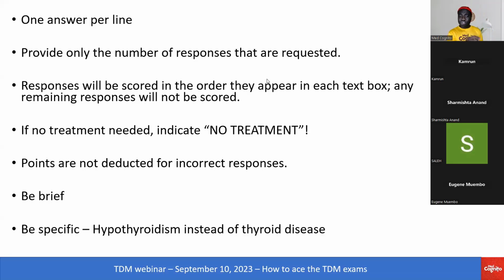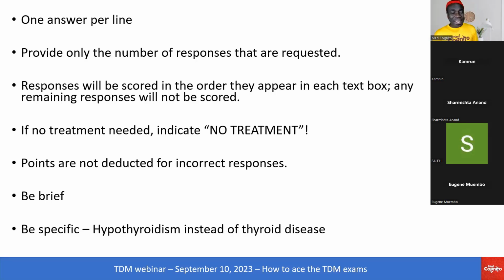Number 2, responses will be scored in the order they appear, as I said. So for example, if you know your answers and you rather put, say, 6 answers instead of 4 answers, and out of the 6, your last 2 are correct, the examiner is not going to look at the last 2 to give you the mark. The examiner is just going to mark the first 4 points, and whether they are correct or not, that is it. And there are some questions where the answer will be no treatment. If the answer is no treatment, just write no treatment, because no treatment is also an answer, all right?